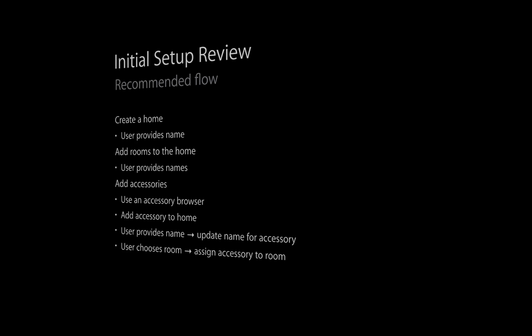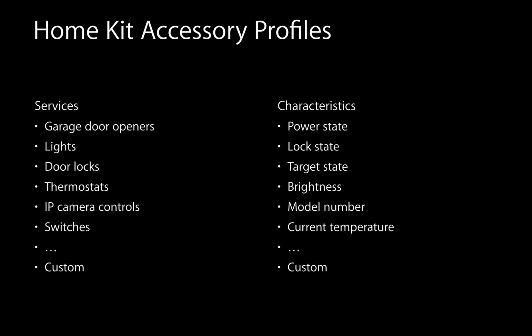So now let's move on to some more advanced topics. I've talked a lot about services and characteristics. And I've talked about some being defined by Apple and then custom ones. So here on the left, you can see a list of services that are some of the services we've defined. You can see these services correspond to kind of broadly accessory types or functional groupings of characteristics. And then you see on the right a sampling of some of the characteristics that we've defined. And there are many more of these.